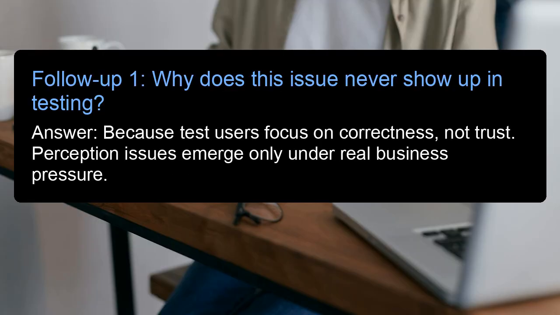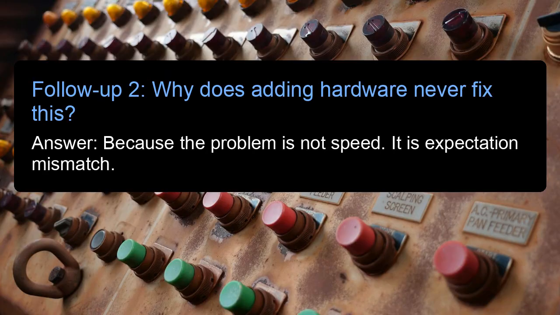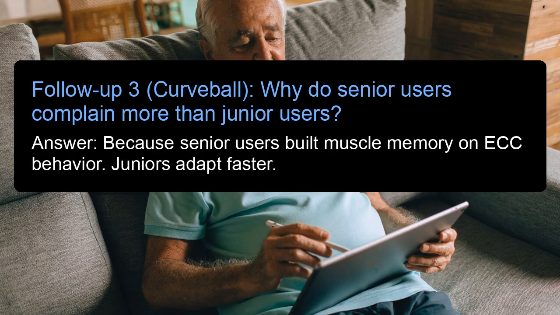Follow-up 1. Why does this issue never show up in testing? Answer: because test users focus on correctness, not trust. Perception issues emerge only under real business pressure. Follow-up 2. Why does adding hardware never fix this? Answer: because the problem is not speed. It is expectation mismatch.